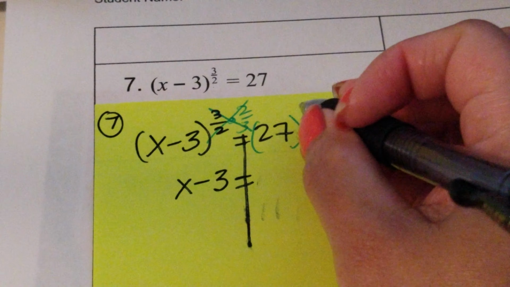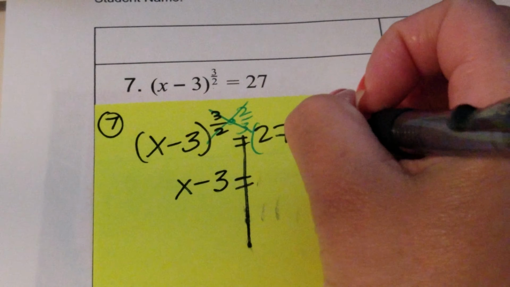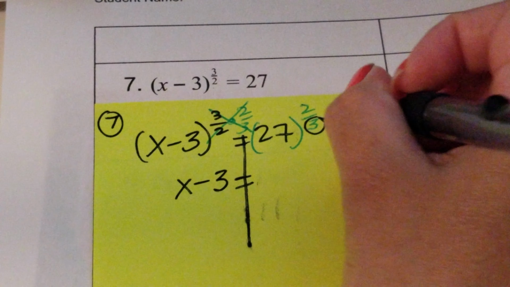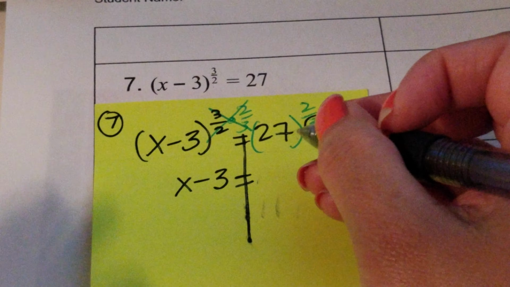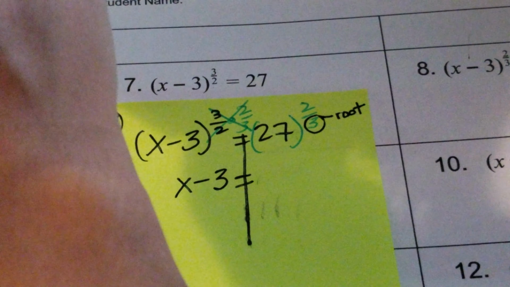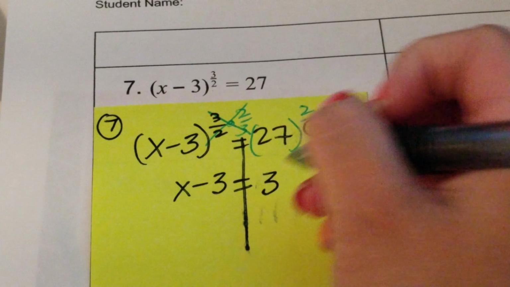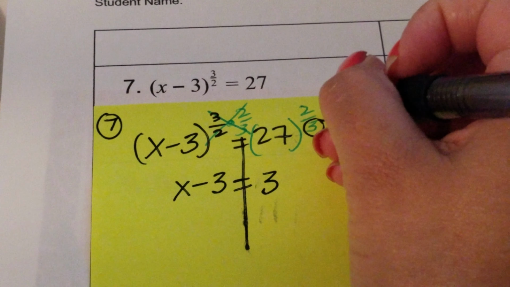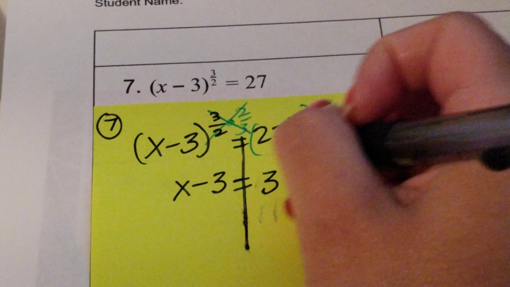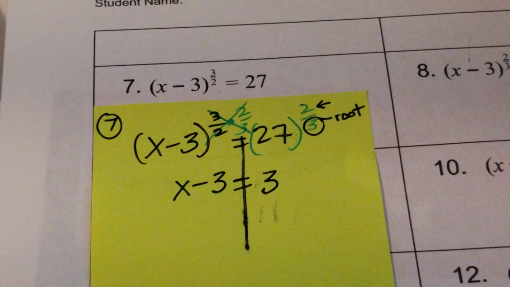So let's evaluate this. Remember, take the root first. The cube root of 27 is what? The cube root of 27 is 3. And after we take the root, what do we do next? We take the power. Okay, so that is 2.